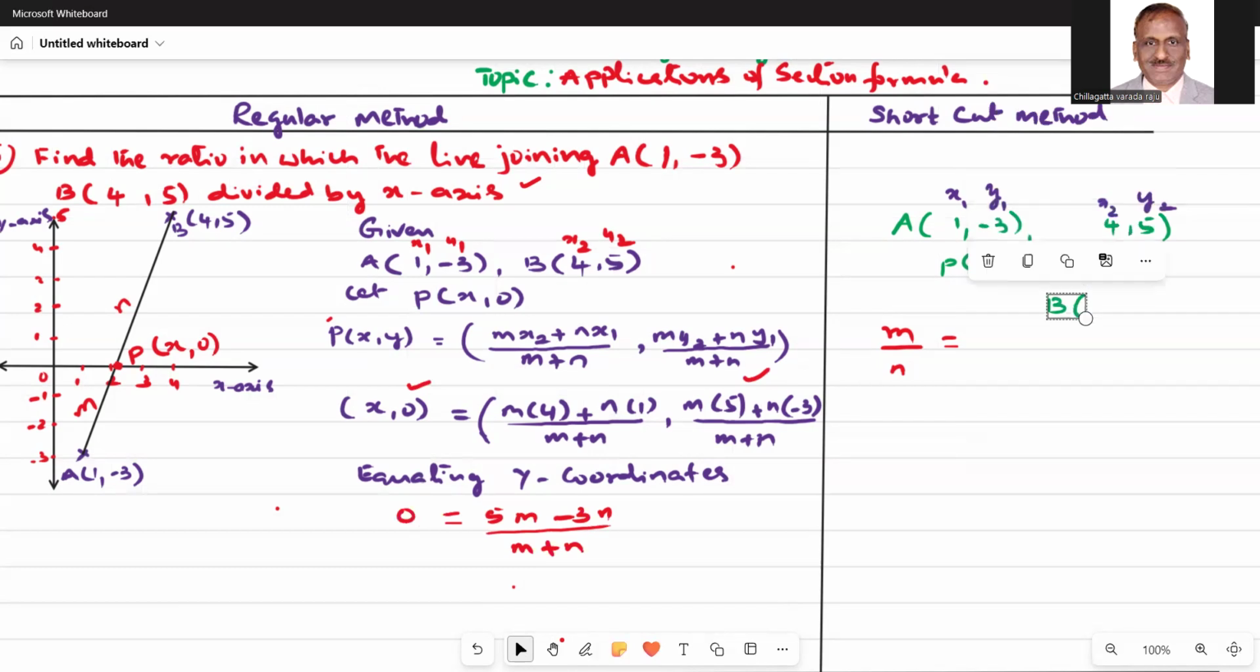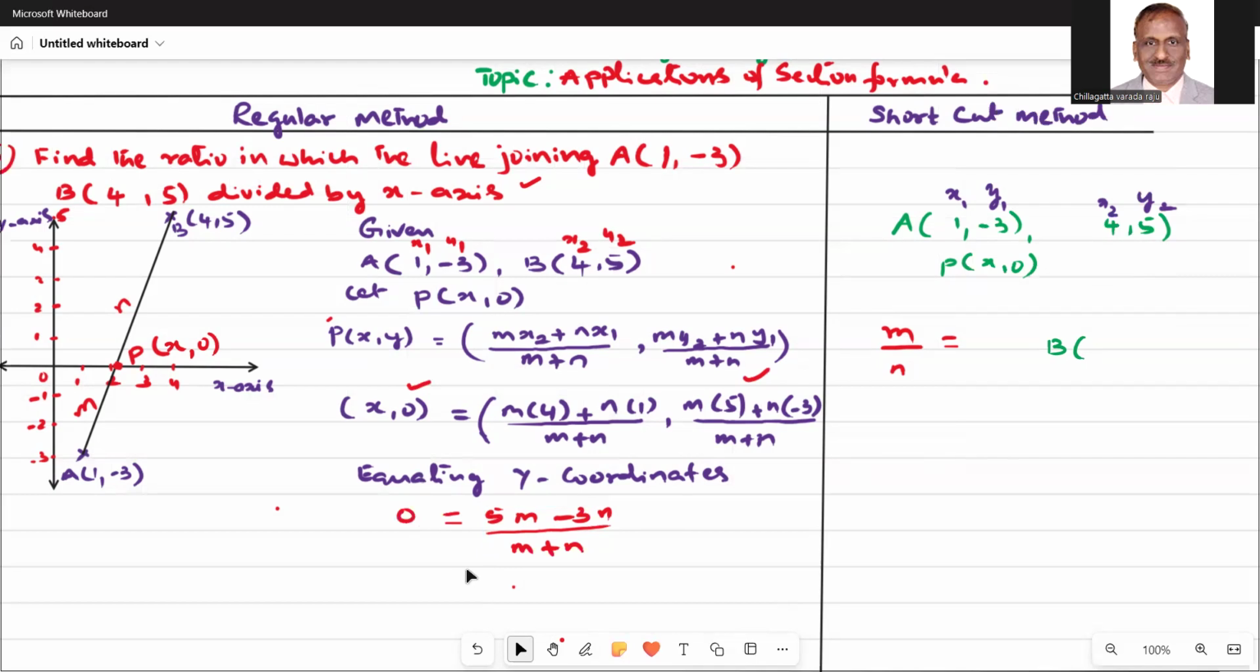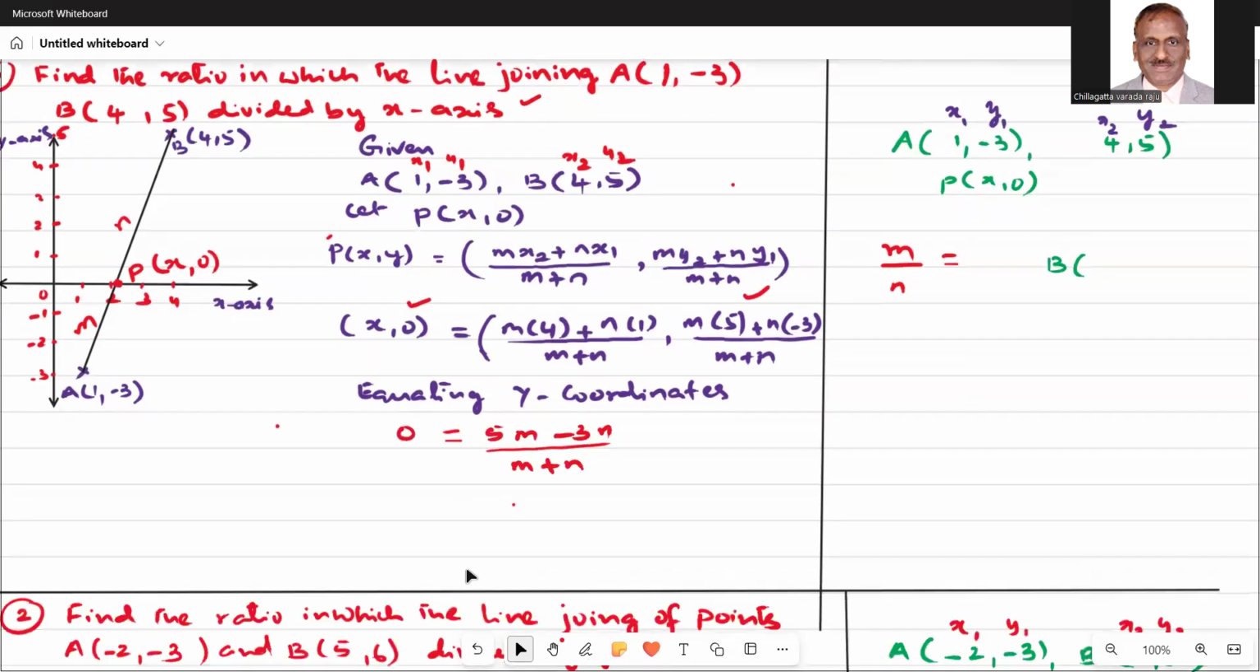When you solve this equation, what are you going to get? Tell me. Solving the equation, m plus 5m minus 3n is equal to m plus n. 0 into m plus n, will it not become 0? In one step you write 0 into m plus n is equal to what? 5m minus 3n. So 0 into m plus n is 0. 0 is equal to 5m minus 3n.